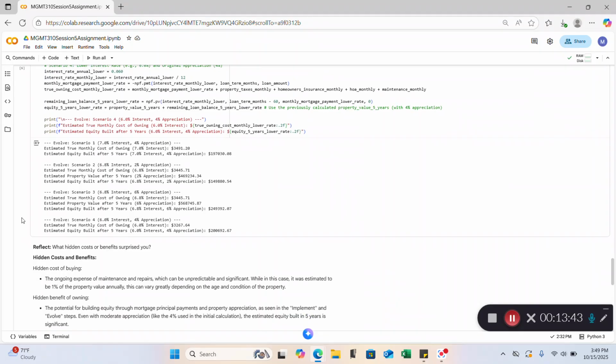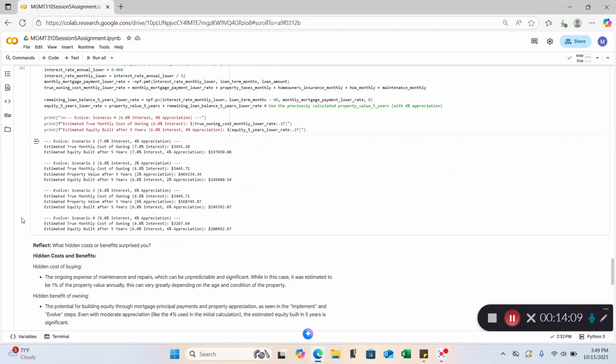Again, for scenario 3, this has a 6.8% interest and a 6% appreciation. The estimated true monthly cost of owning is 3445.71, similar to before. The property value estimated after that 5-year period is $568,745.87, with our estimated equity built after that 5-year period being $249,392.07. And our last scenario, I know I've said a lot of numbers recently: 6% interest, 4% appreciation. The estimated true monthly cost of owning is $3267.64, with the estimated equity being a little over $200,000.